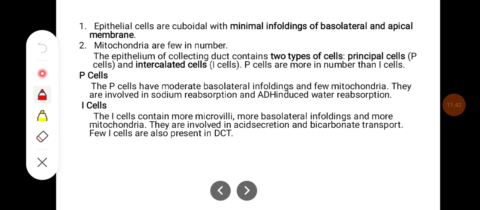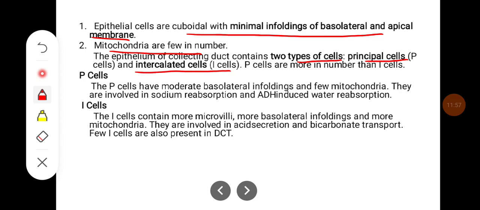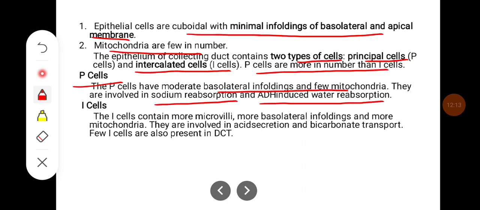If you see the epithelial cells, they are cuboidal with minimal foldings of the basolateral and apical membrane. Mitochondria are few in number. In the epithelium of collecting ducts, there are two types of cells: principal cells, that is P cells, and intercalated cells, that is I cells. P cells are more numerous than I cells. P cells have moderate basolateral infoldings and few mitochondria. They are involved in sodium reabsorption and ADH-induced water reabsorption.